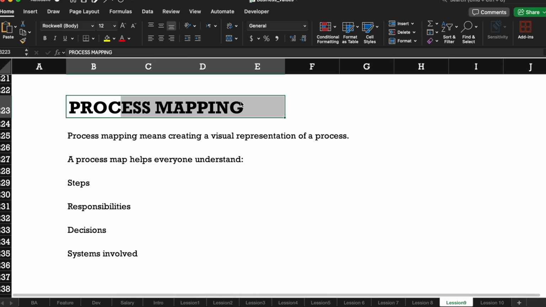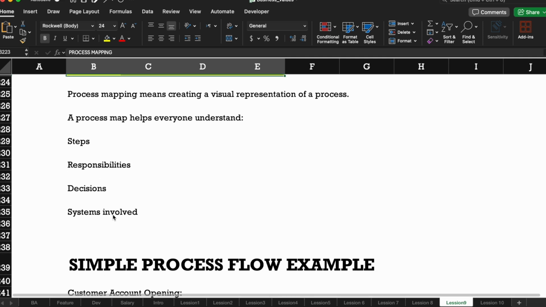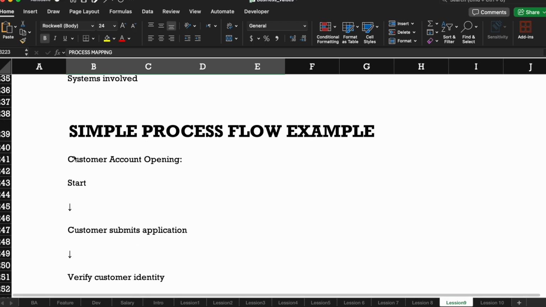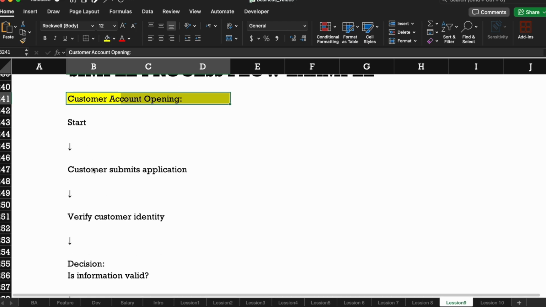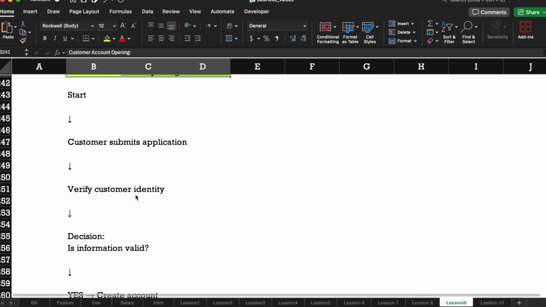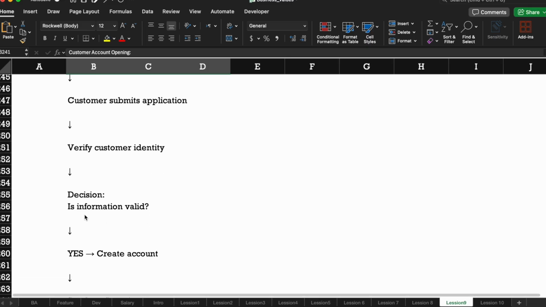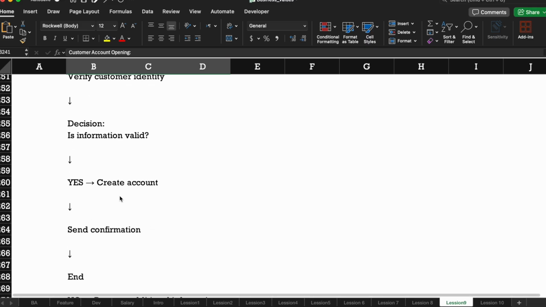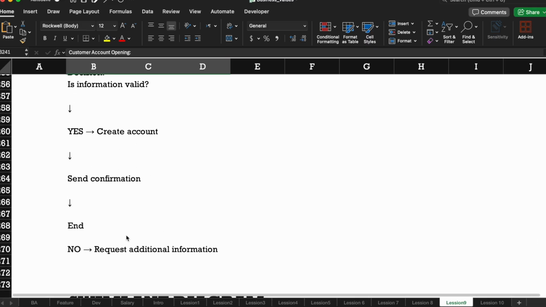So process mapping here. Process mapping means creating a visual representation of a process. A process map helps everyone understand steps, responsibilities, decisions, and systems involved. So, a simple process flow example, you see a customer account opening scenario. Start, customer submits application, verify customer identity. Decision: is information valid? Yes, create account. If not, do not create the account. Send confirmation, and no, request additional information, right?